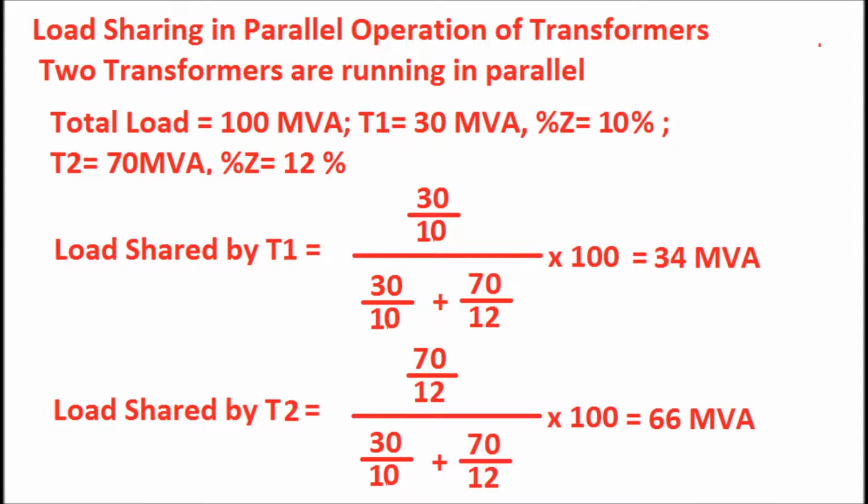Now let us consider T1, transformer 1, with MVA capacity 30 MVA and percentage impedance 10%, and T2 with MVA capacity 70 MVA and percentage impedance 12%. So the load shared by T1 is equal to 30 by 10 divided by 30 by 10 plus 70 by 12, into 100, which is equal to 34 MVA, and the rest of the load will be shared by transformer 2, which is equal to 70 by 12 divided by 30 by 10 plus 70 by 12, into 100, which is equal to 66 MVA.